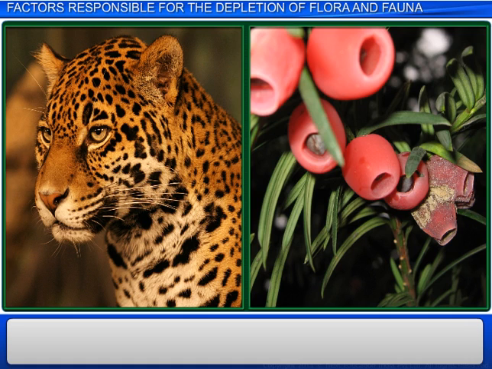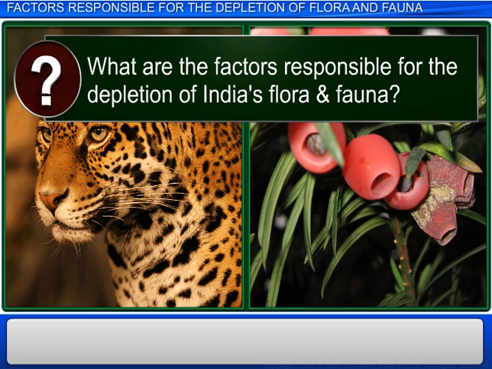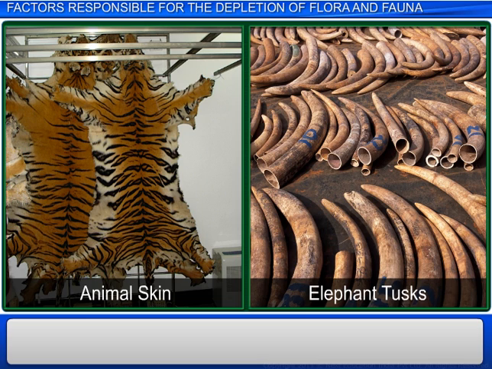These accounts bring us to the question: what are the factors responsible for the depletion of the flora and fauna in India? The main reason for the depletion of fauna is excessive hunting and poaching for fun and commercially valuable animal body parts.